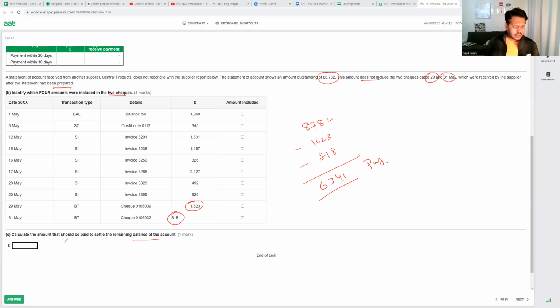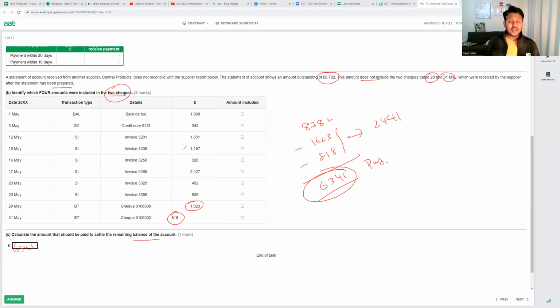This is the amount I'm going to pay, the remaining balance. The question is asking, calculate the amount that should be paid. So the amount that should be paid is 6341. That's it, because these two are already paid, but it's not updated yet. It will be updated soon. The next one says, identify which four amounts were included in the two checks. So that means these two checks, if I add them, how much is it? 1623 plus 818, that basically is 2441.